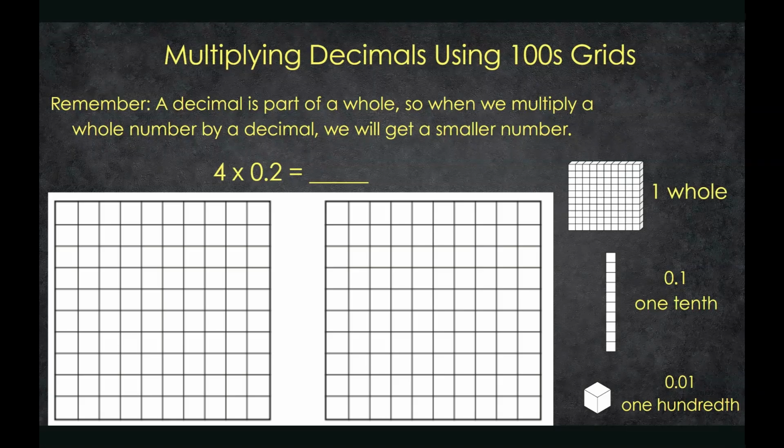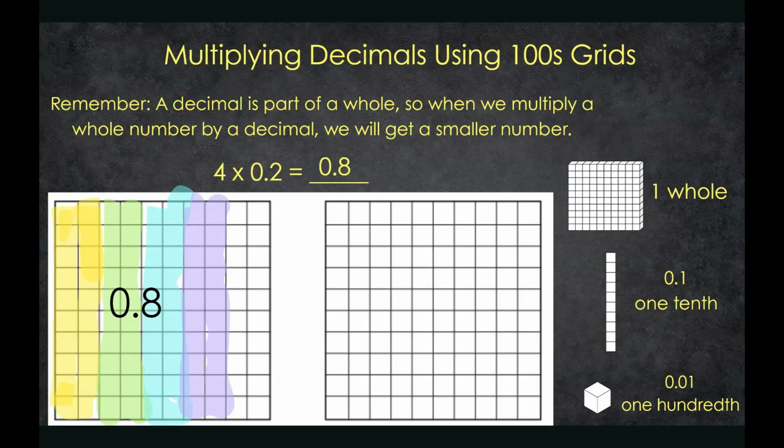So since I have 4 groups of 2/10, I'm going to go ahead and show you one group of 2/10, 2 groups of 2/10, 3 groups of 2/10, and finally 4 groups of 2/10. So now all I have to do is count the total amount of tenths that I have shaded in. Well, I have 2/10 that are not shaded in, so that makes my total 8/10 or 80 hundredths that are shaded in on my grid, and that is my answer. 4 times 2/10 is 8/10. All right, let's go ahead and take a look at another example.